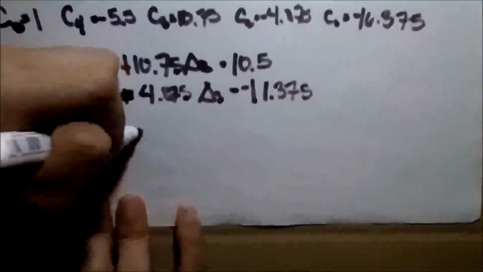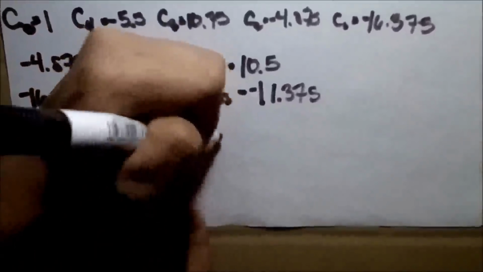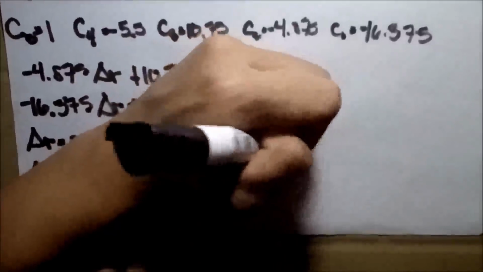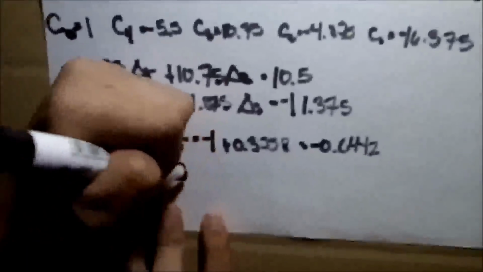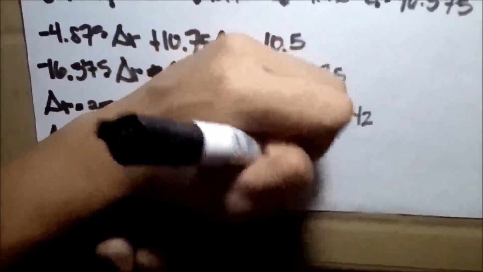Then we substitute it to the formula. Negative 1 plus 0.3558 equals negative 0.6442. s equals negative 1 plus 1.1381. The answer will be 0.1381.